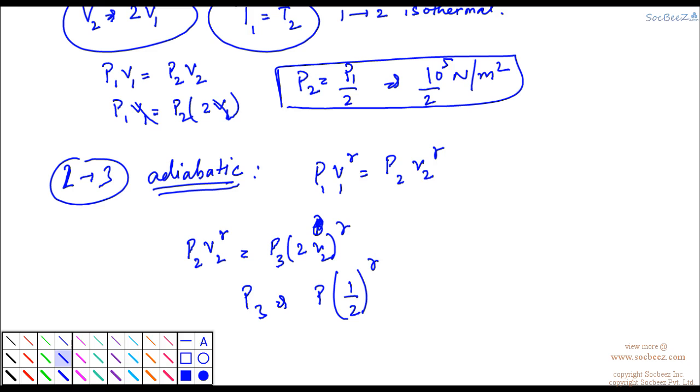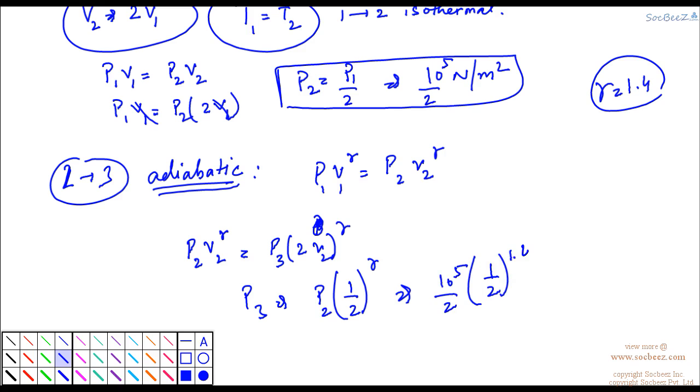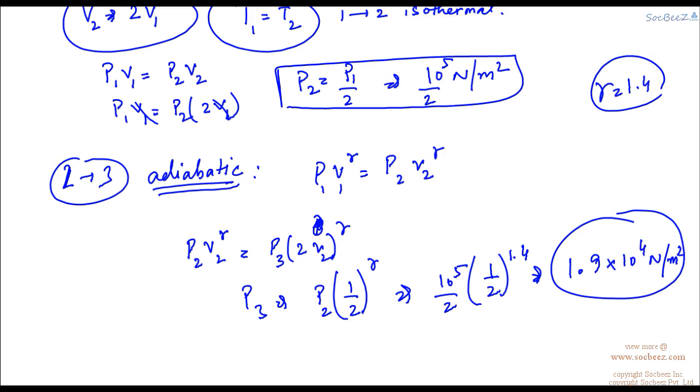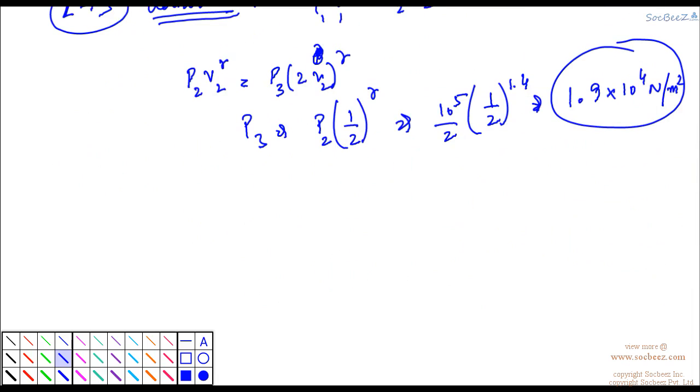Now the important thing over here is that gamma is given to us as 1.4. So making use of it, the pressure at 2 was 10 raised to power 5 upon 2, into half raised to 1.4, which gives us the pressure at the third location as 1.9 into 10 raised to power 4 Newton per meter square. So this is the final pressure at that location.